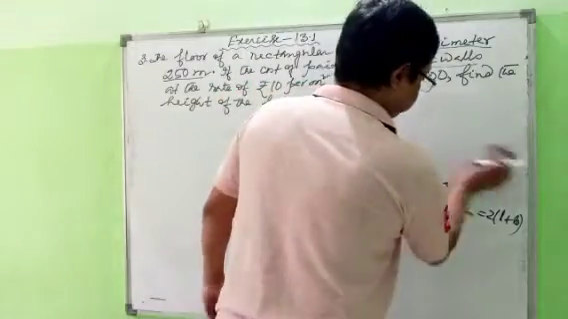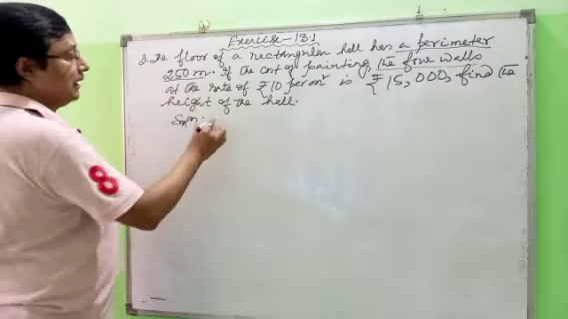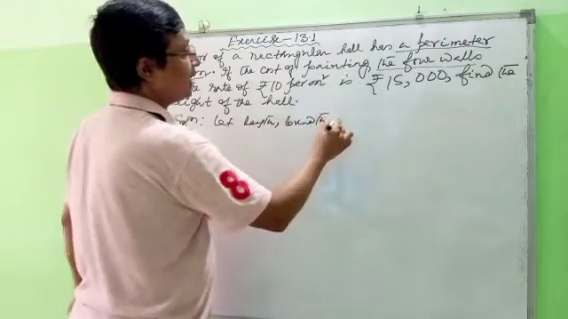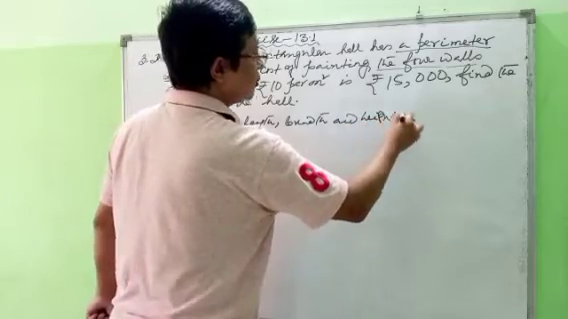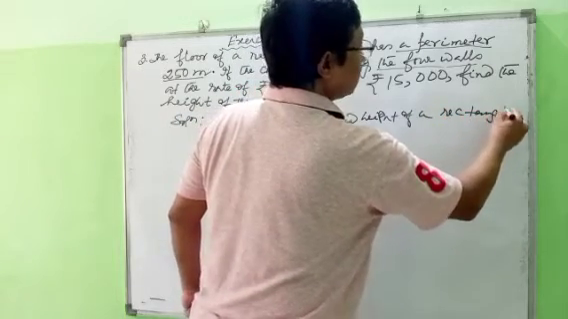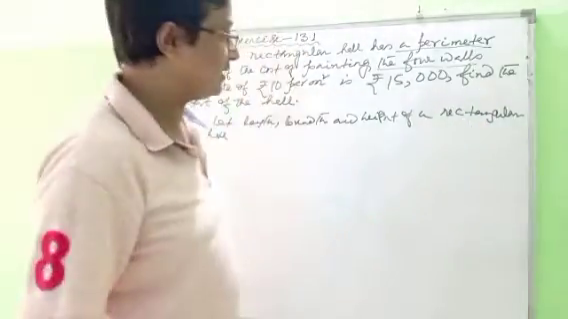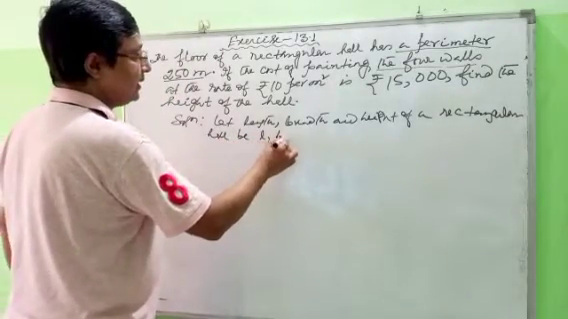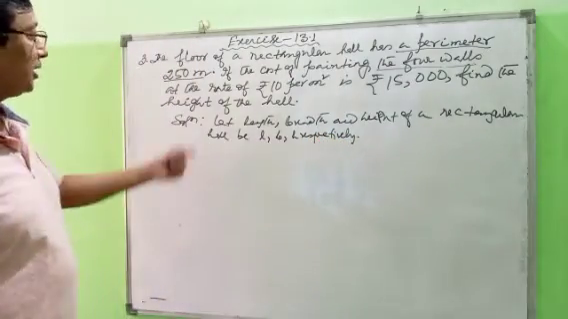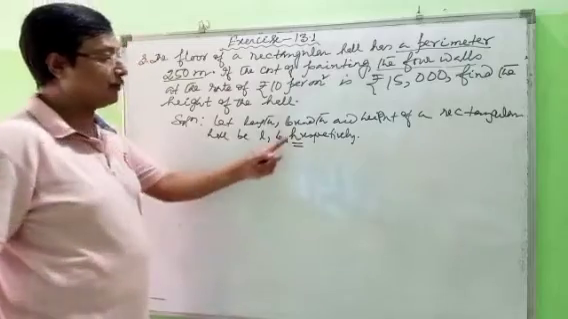Now, here we will write the solution. Let length, breadth, and height of a rectangular hole. It is a rectangular hole. The shape is cuboid. Here they have used the word rectangular, so that means cuboid. So let them be L, B and H respectively. Now here you are to find the height. So this one is the height. So height is H. You are going to find the height.